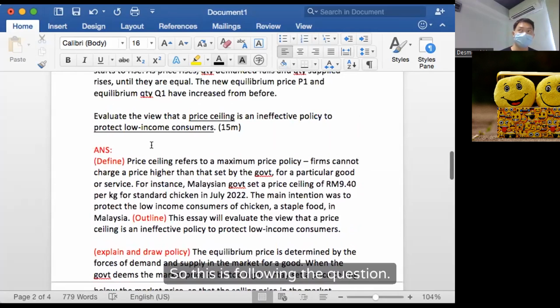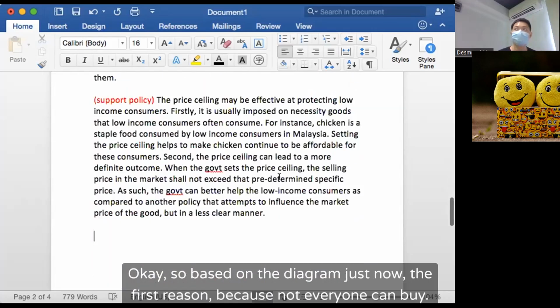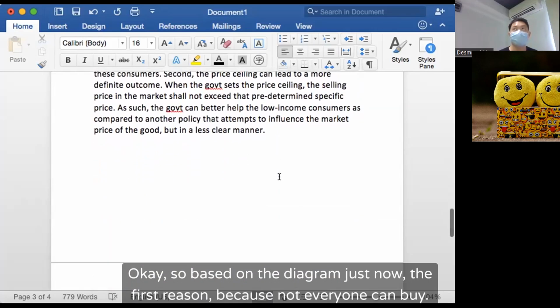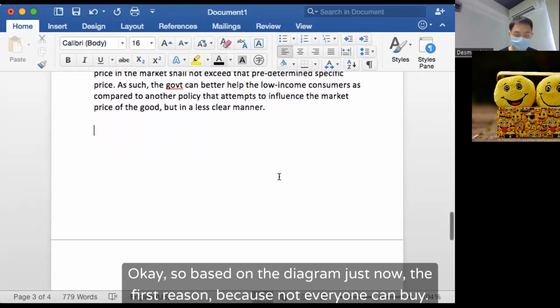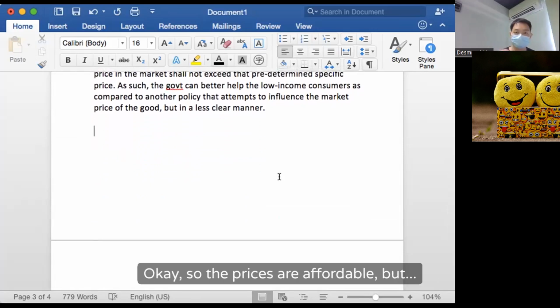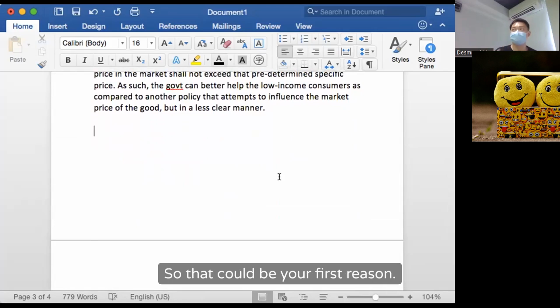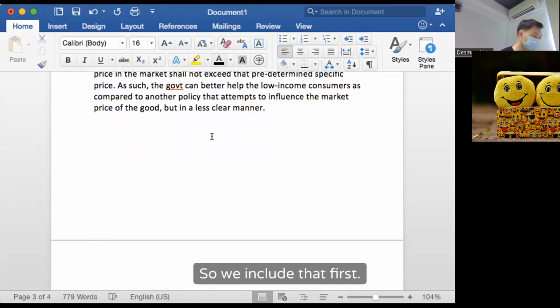So following the question, why is it not so effective? Based on the diagram just now, the first reason is that not everyone can buy. The prices are affordable, but the accessibility will be reduced because they only produce until QS. So that could be your first reason. All right, so we include that first.